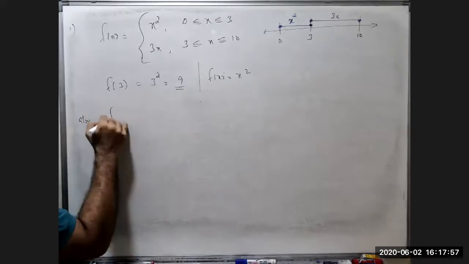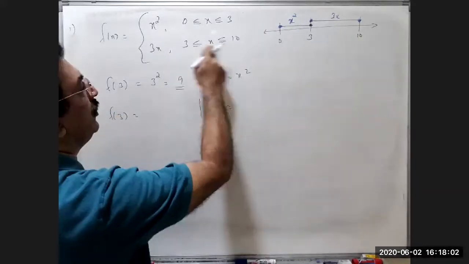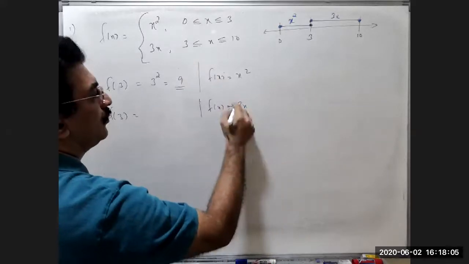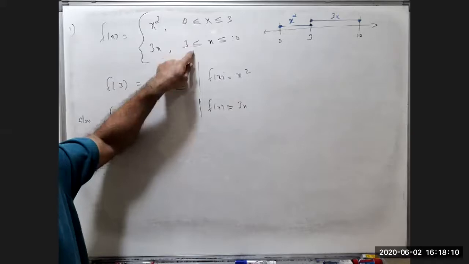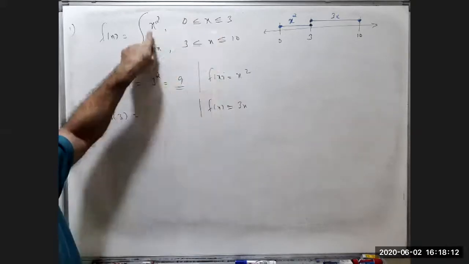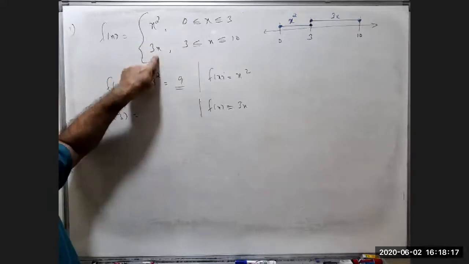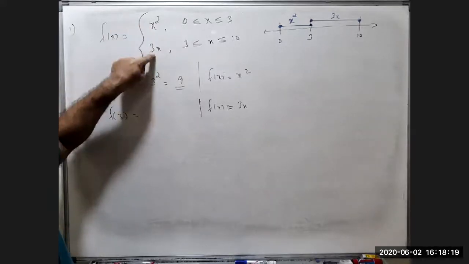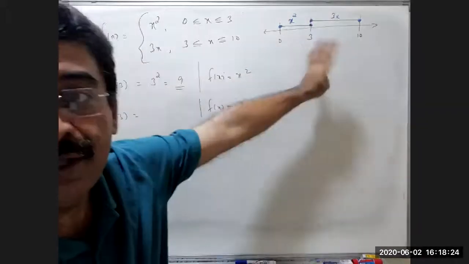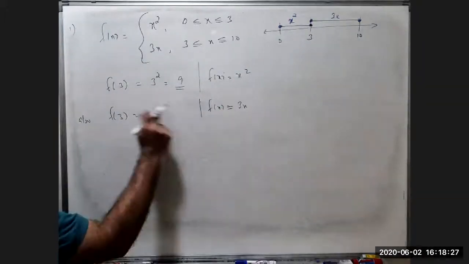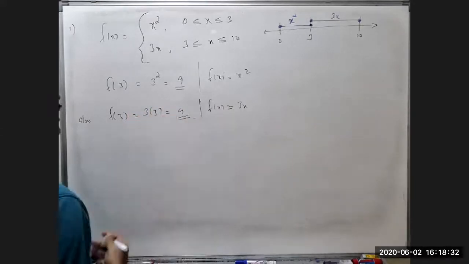Also, f of 3, f of x is 3x also. At x equal to 3, the relation can be x squared or it can be 3x. Only at 3 it is repeated. Remaining areas it is not repeated. So 3x means 3 into 3, that's also 9.